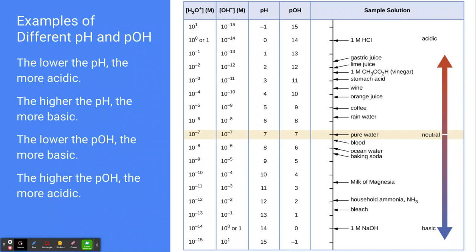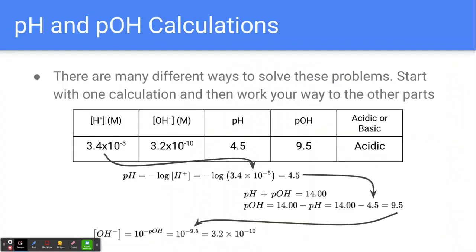Your baking soda is basic. Milk of magnesia, which you might take for your stomach, that's basic. Your ammonia and your bleach used for cleaning, those are basic as well. Now, the lower the pH, the more acidic it is. The higher the pH, the more basic it is. Now, your pOHs are opposite. So the lower your pOH, the more basic it is, and the higher the pOH, the more acidic.